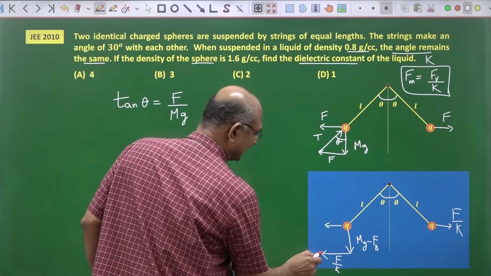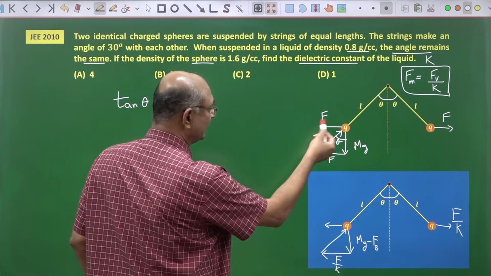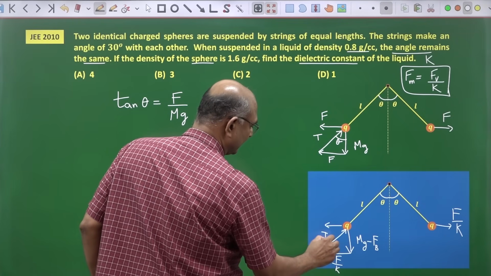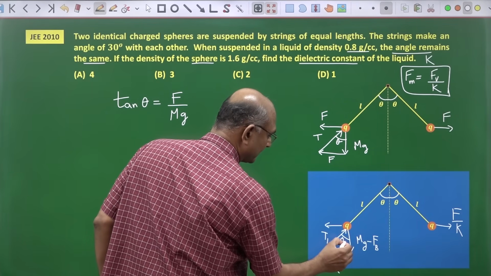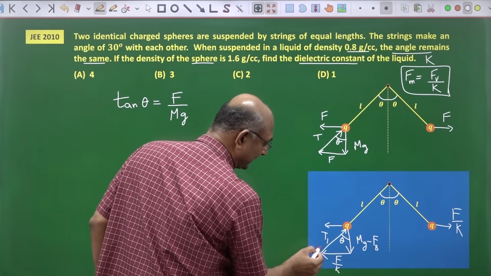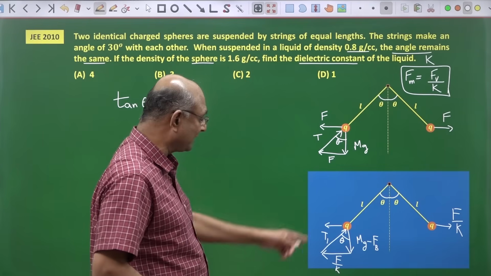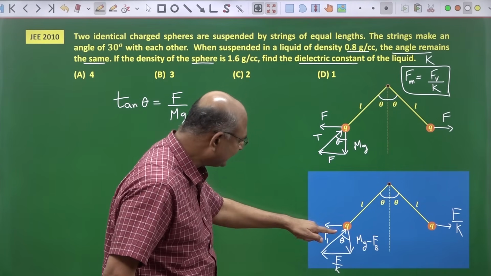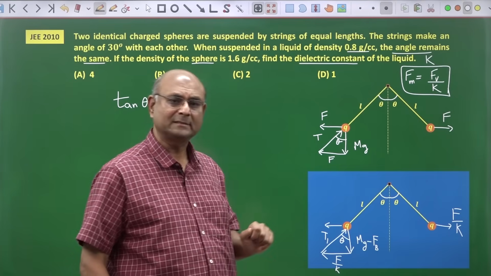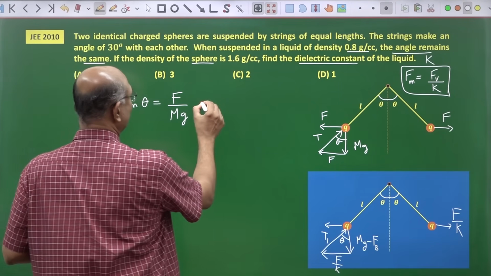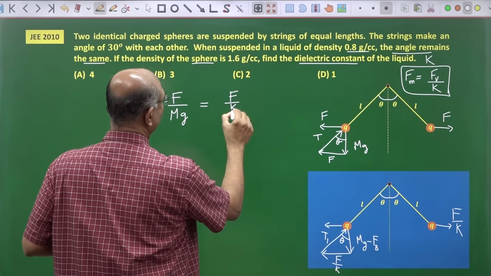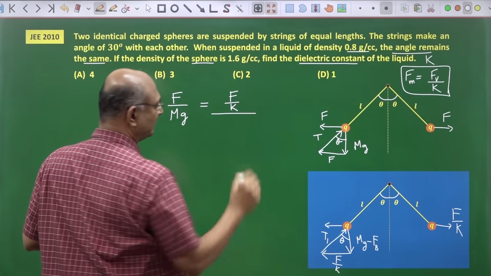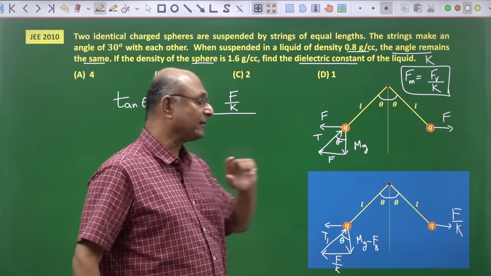Okay? And this is the tension. Will it be the same tension? No, it will be a different tension, T1. But the angle is the same. This force is different. This is T1. That's also different, but the angle is the same. But then I can write tan theta is F by K divided by this. Yeah, we can do that. So we can also write F by K divided by mg minus Fb.